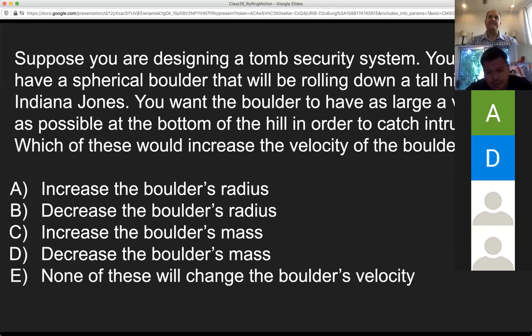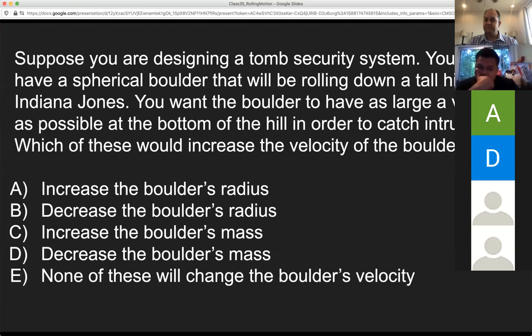All right, we had a nice distribution there. I'll let you see the results. Most people liked B, but we had some A's and C's and a D in there too. So we'll start with B because that was the most popular. If you decrease the boulder's radius, why would that make the boulder go faster?